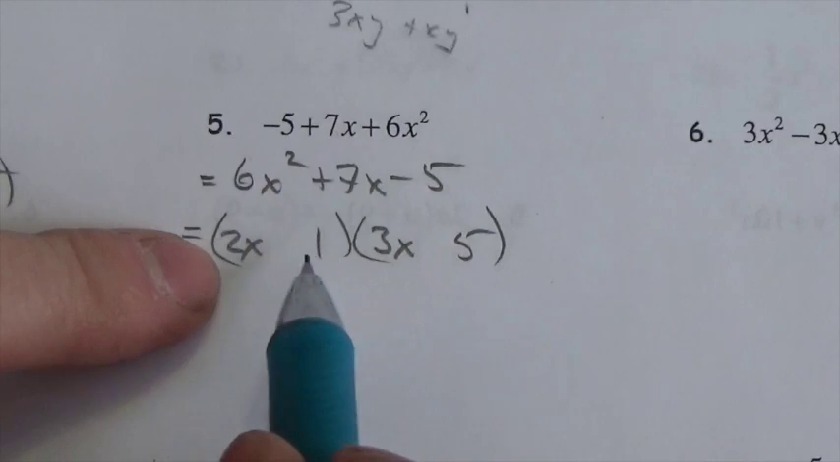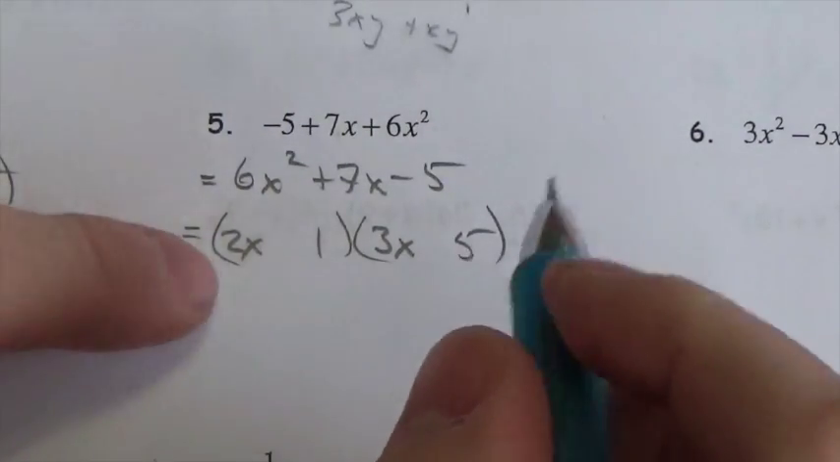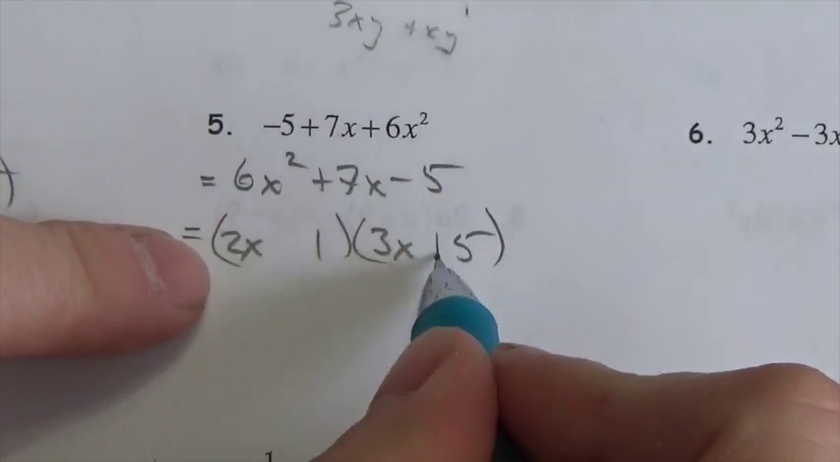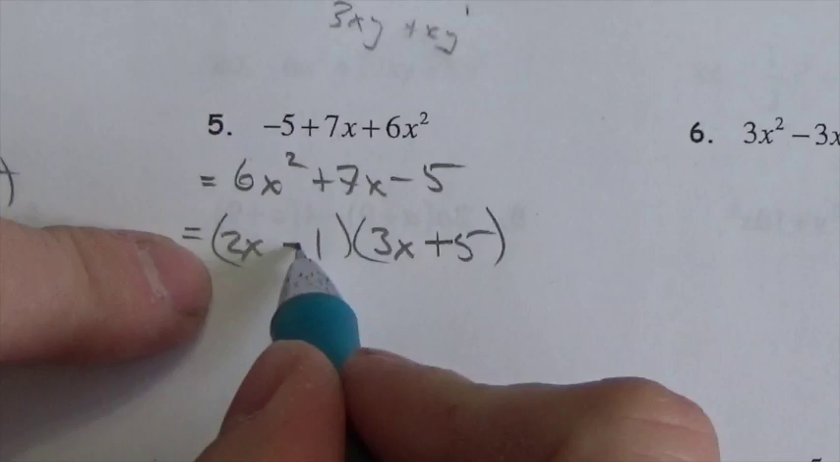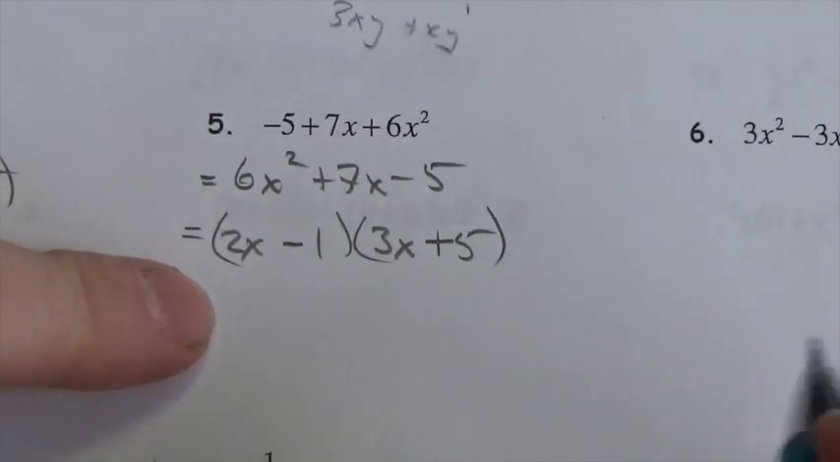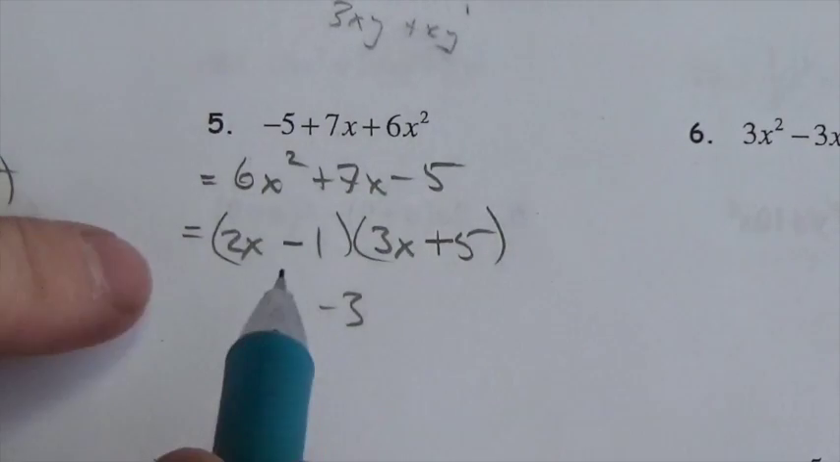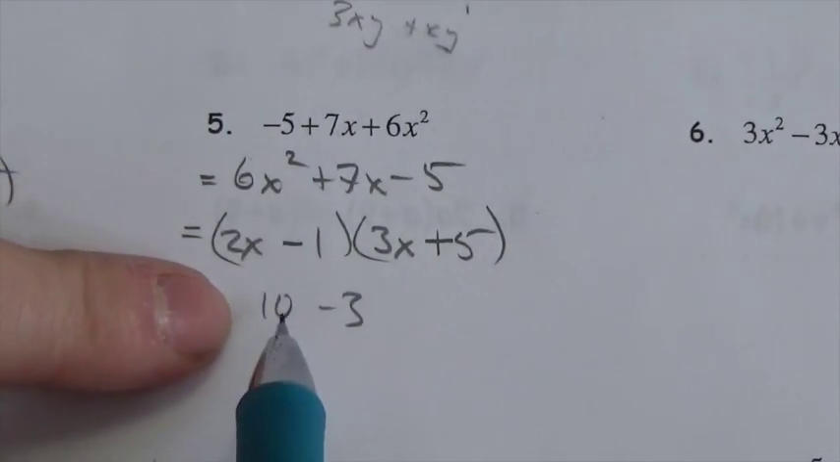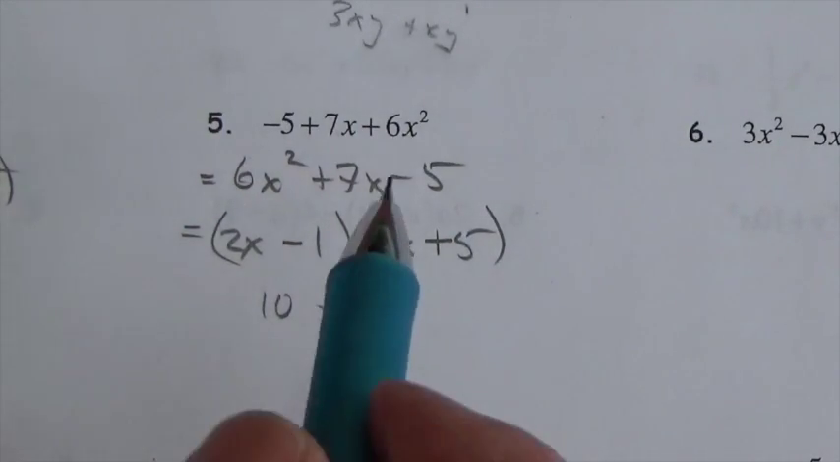2 times 5 is 10, 1 times 3 is 3. I want the larger product to be positive, so I want this to be positive 5. So 2 times 5 is 10, and I'm going to put the negative here. Negative 1 times 3 is going to be negative 3, so this will be 10 minus 3. And hey, there it is. Actually, that jumped right out at me. That's the correct answer, because 10 minus 3 is going to get me the 7 there. Okay? And that's how you want to think that thing through.